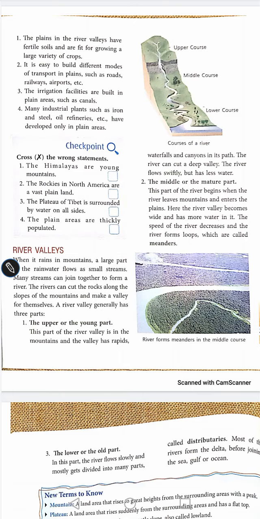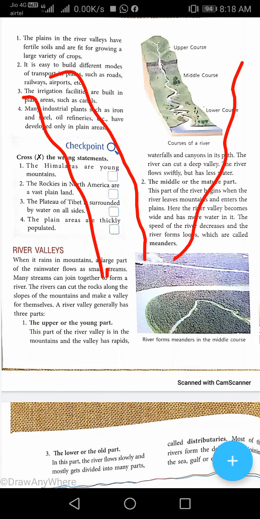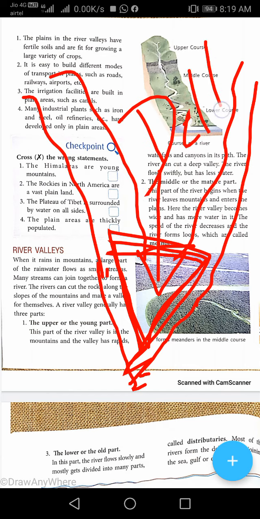Now most of the rivers form a delta before joining the sea, gulf or ocean. What is the delta? Look, like this river is coming from this side and this river is coming from this side. Together they are joining here, and they make a triangular part. This triangular part is known as a delta.